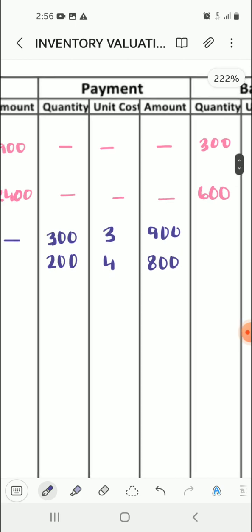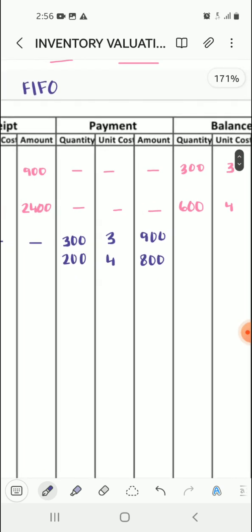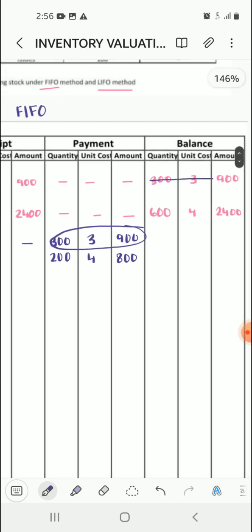Now see, once these issues are made, my balance will get reduced. The first lot of 300 is gone. So this first lot is not there anymore. And the second lot is no more 600 because we have already taken out 200 from here. So from the second lot, we have only 400 remaining. That is 600 minus 200.